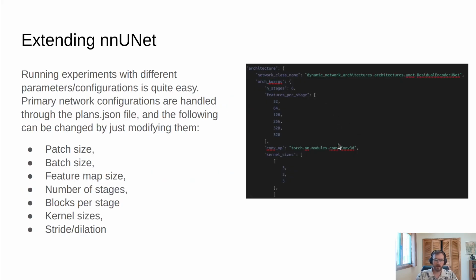Extending nnU-Net is, again, one of the best parts about it. This is an example of the plans.json. So say you wanted to add another level, another downsampling stage. You just change this to 7, add another feature map size, add another set of kernel sizes, and you're done. You can change just about anything in it. You could change your network architecture class name, as long as it's from dynamic network architectures that you could import.